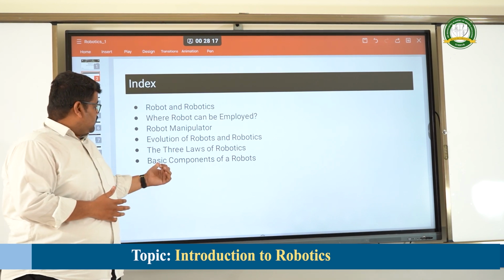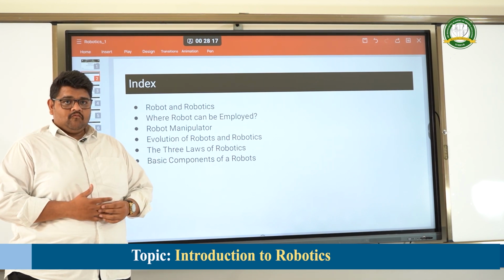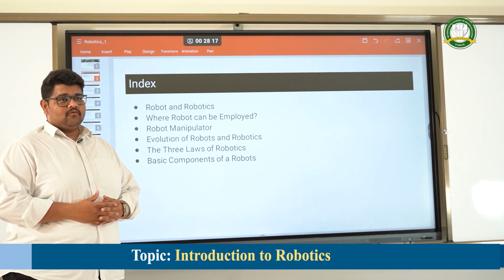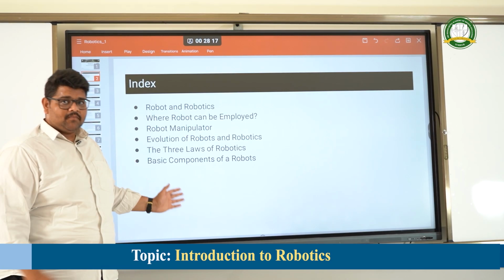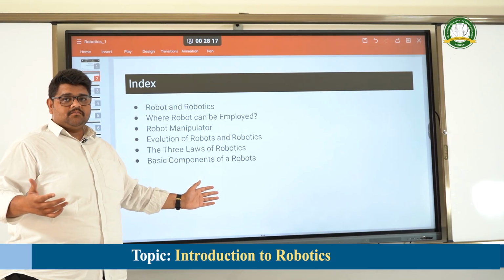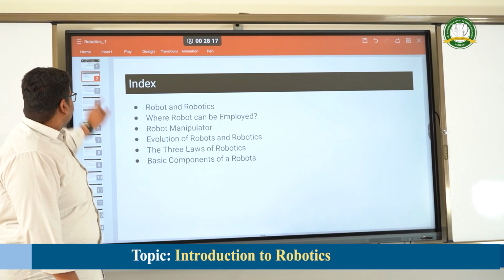Okay, the basic components of a robot. What constructs a robot? What can we think of a robot as constructed by? All the basic components which add up to form a robot.